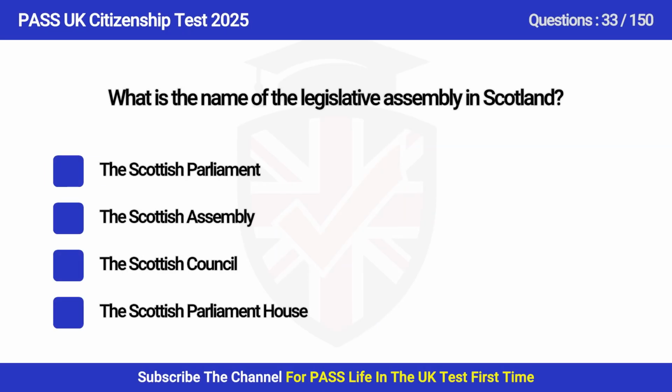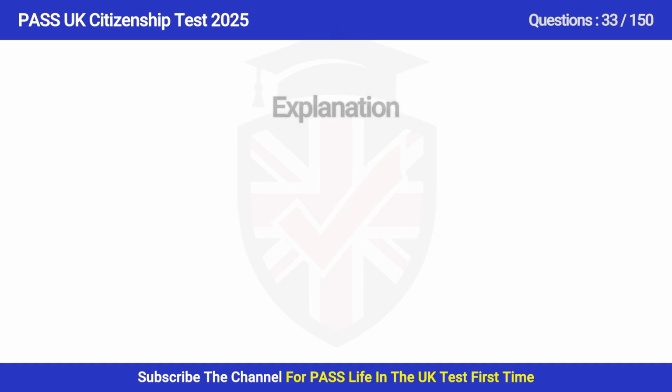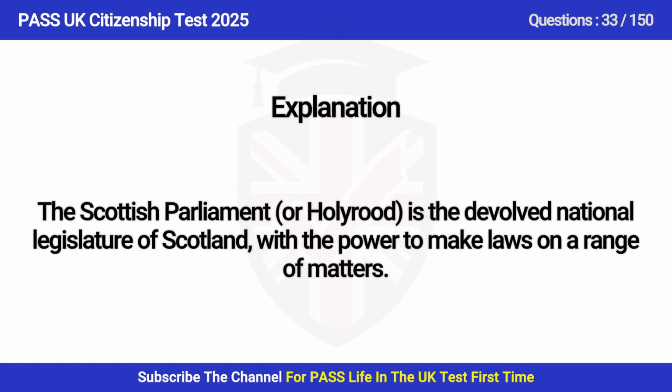Question 33. What is the name of the Legislative Assembly in Scotland? A. The Scottish Parliament, B. The Scottish Assembly, C. The Scottish Council, D. The Scottish Parliament House. Answer is A. The Scottish Parliament. The Scottish Parliament, or Holyrood, is the devolved national legislature of Scotland, with the power to make laws on a range of matters.